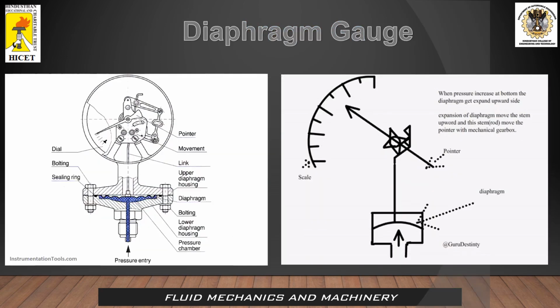So this is the image animation which shows how the diaphragm gauge is working. When the pressure is applied on the diaphragm, it deflects, and the deflection is directly connected to a simple mechanism which moves a needle on a graduated dial. By this way, the exact pressure can be measured.